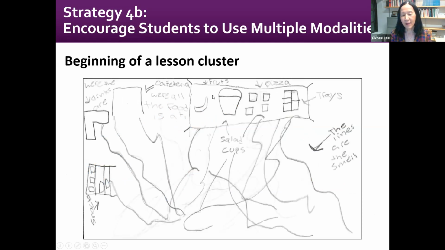In the beginning, how do we smell pizza? The students wrote a whole lot: pizza, fruit, trays. The lines are the smell. So the student thought that smell is a line that is floating and coming to me.